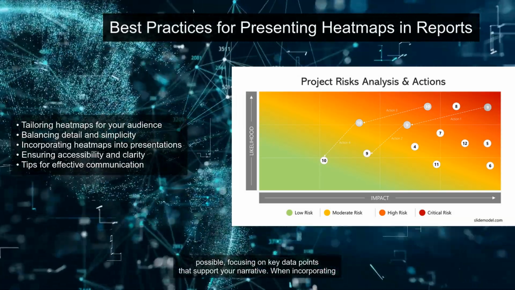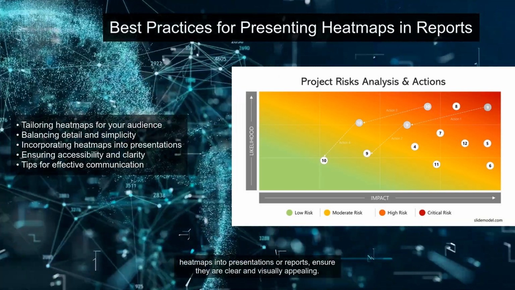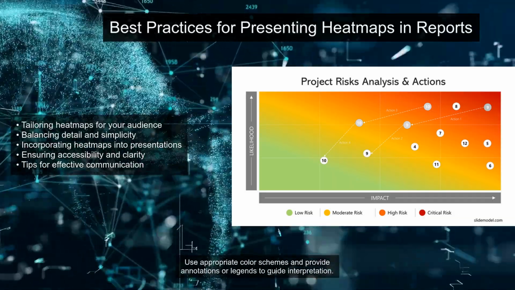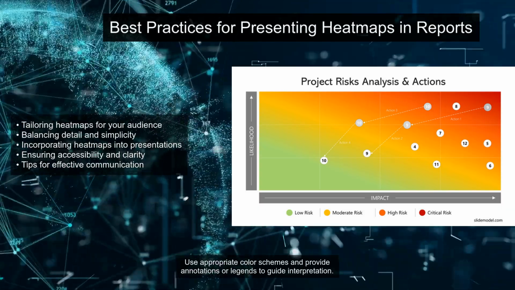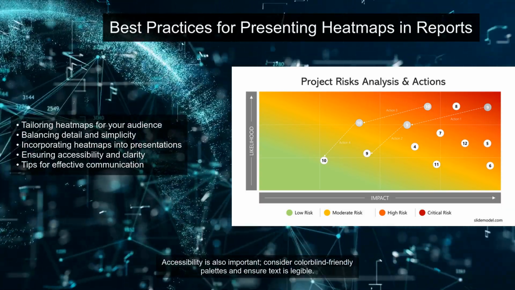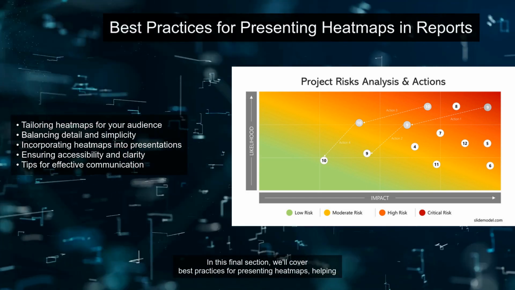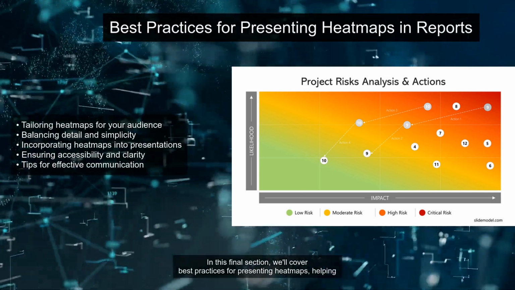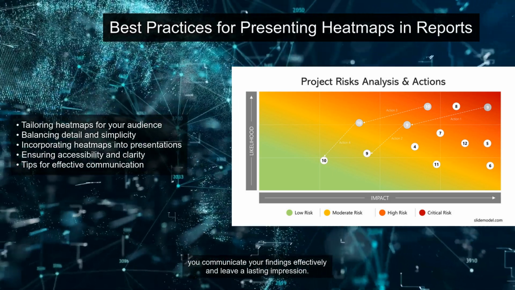When incorporating heat maps into presentations or reports, ensure they are clear and visually appealing. Use appropriate color schemes and provide annotations or legends to guide interpretation. Accessibility is also important. Consider colorblind-friendly palettes and ensure text is legible. In this final section, we'll cover best practices for presenting heat maps, helping you communicate your findings effectively and leave a lasting impression.